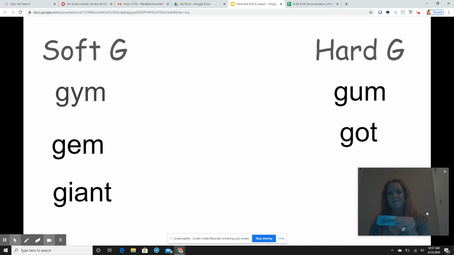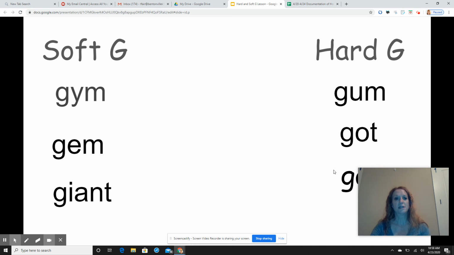Getting these pop-ups. Okay. So you see the word giant. The I tells you that this is going to say a J sound, a soft sound. That's exactly right. Let's look at this last word. It has an A after it, so we know this G is going to say what? G. That's right. It's going to be in the hard G sound. So let's see if it comes up. That's right. Well, my picture's kind of covering it, but it's in the hard G column.